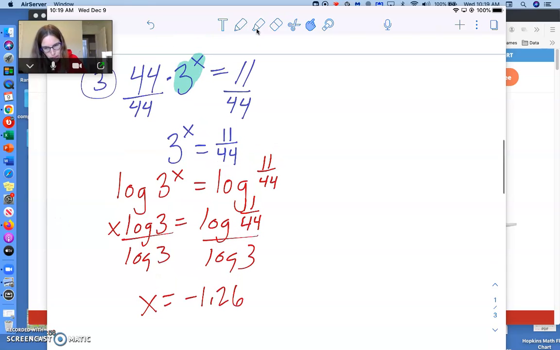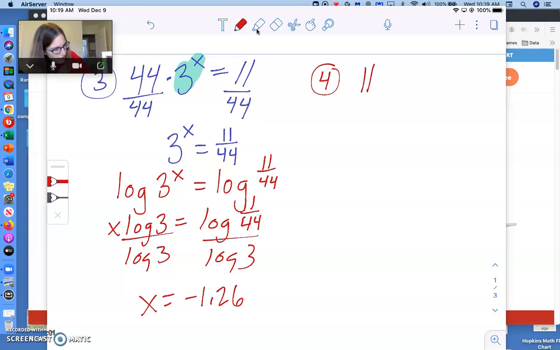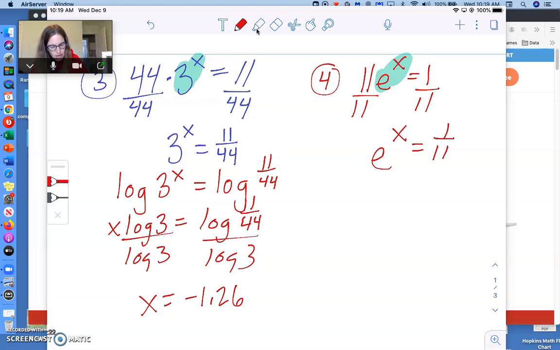The very last one we're going to take a look at together is, let's say we have 11 e to the x equals 1. Again, we have to get that base by itself. So e to the x is our base, and remember e is that number there, not another variable. e is a number. So divided by 11, we have e to the x equals 1 over 11. Now I'm going to log each side. So the log of e to the x equals the log of 1 over 11.